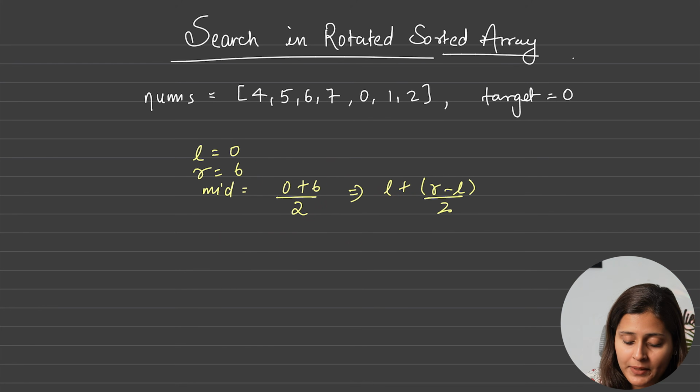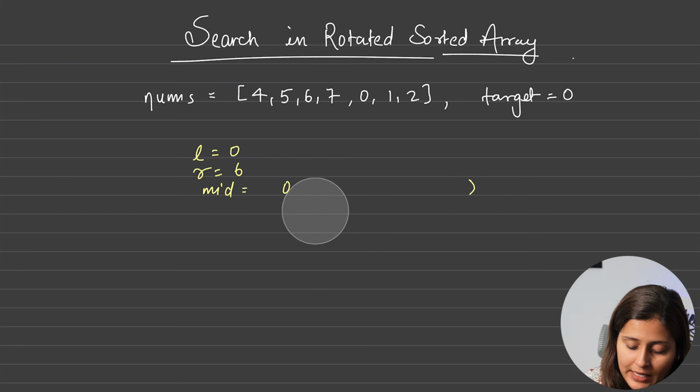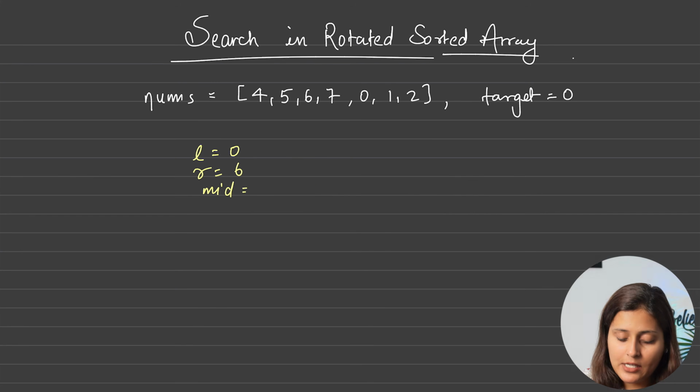Okay, so we will find the mid here, and what will be the mid index here if you calculate it? 3, correct? Yes. So where is the third index?